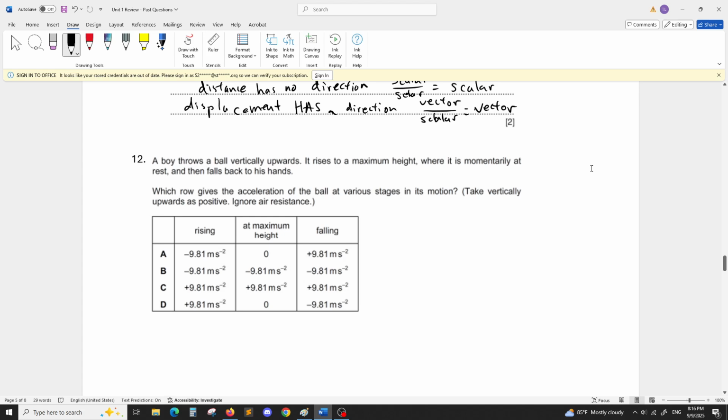A boy throws a ball vertically upwards. It rises to a maximal height where it is momentarily at rest and then falls back to his hands. Which row gives the acceleration of the ball at various stages in its motion? Take vertically upwards as positive, ignoring air resistance. So this one is actually really conceptual. After reading this problem, initially it might be a little bit confusing, but the only thing we need to do is imagine a velocity time graph.